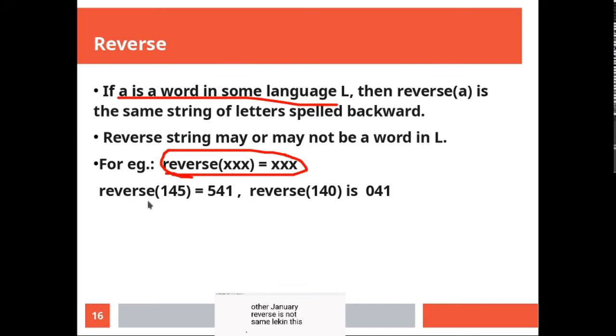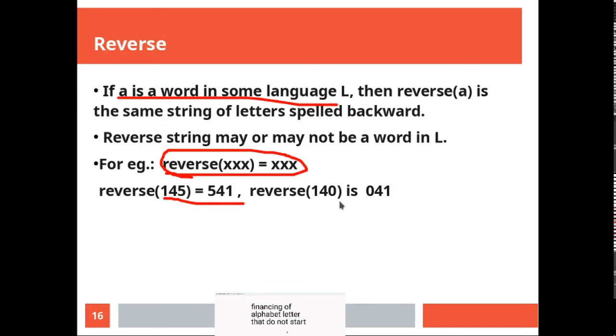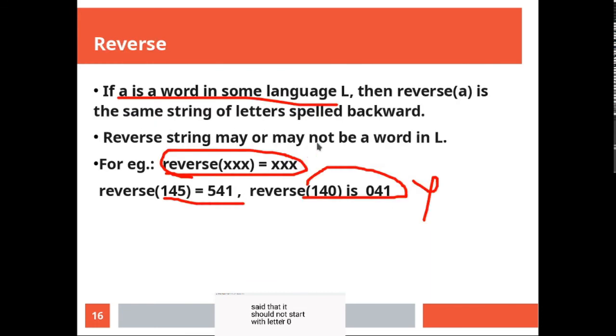Like in this example over L6, the reverse of 145 equals 541, and this is a word again in the language L6 because it is a finite string of alphabet letters that does not start with the letter 0. But the reverse of 140 is 041. This is fine, but this is not a part of language L6 because we said that it should not start with the letter 0. So reverse may or may not lead to a word back in the same language.